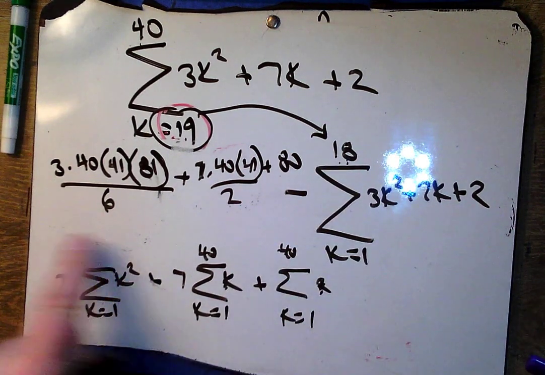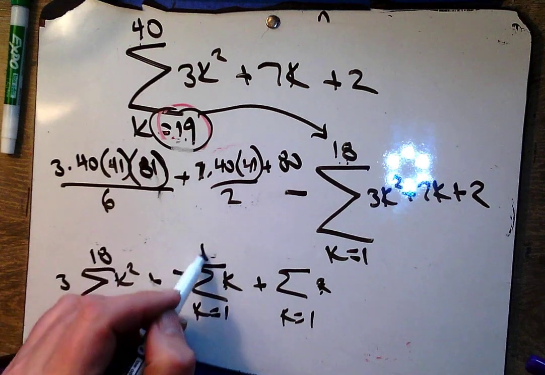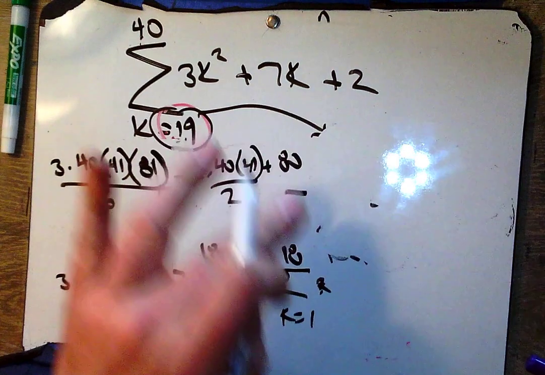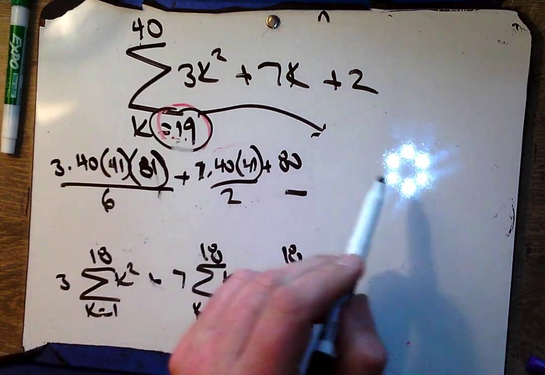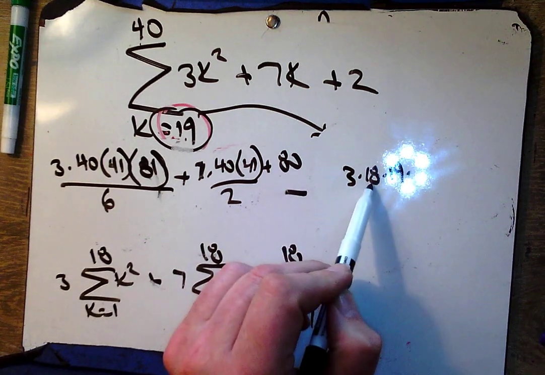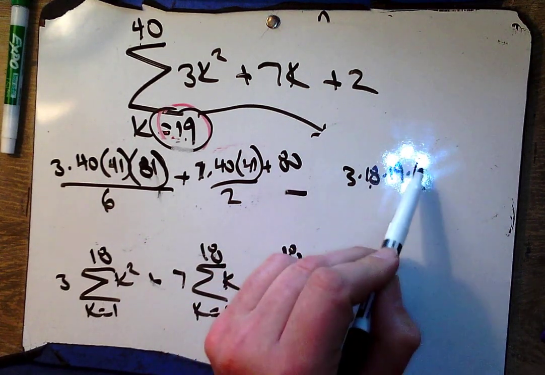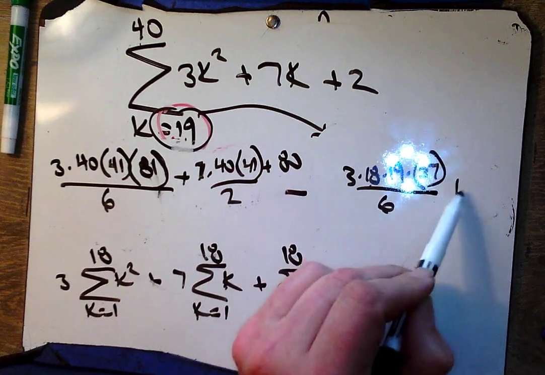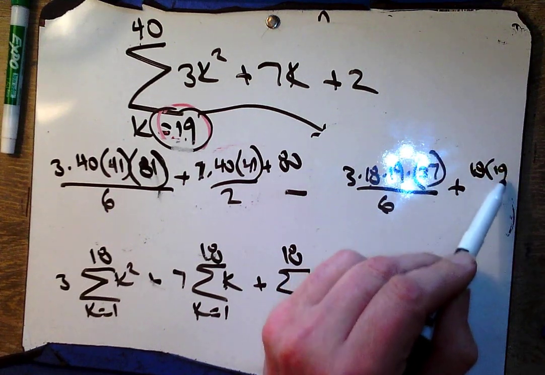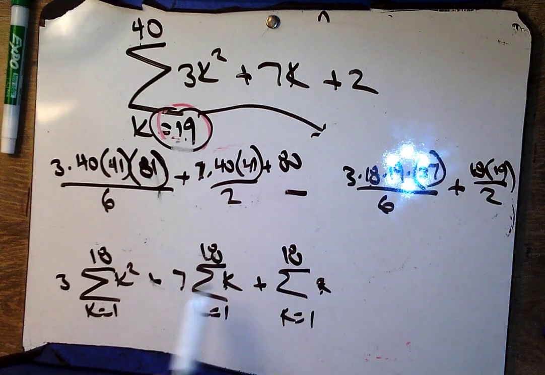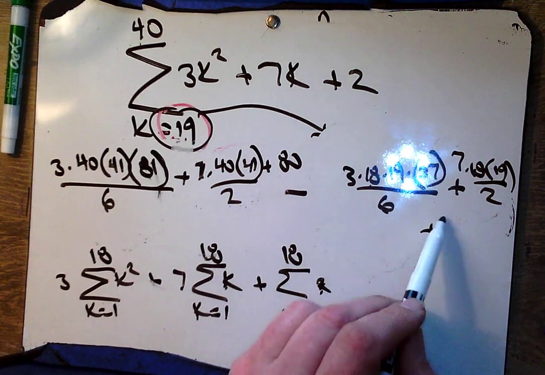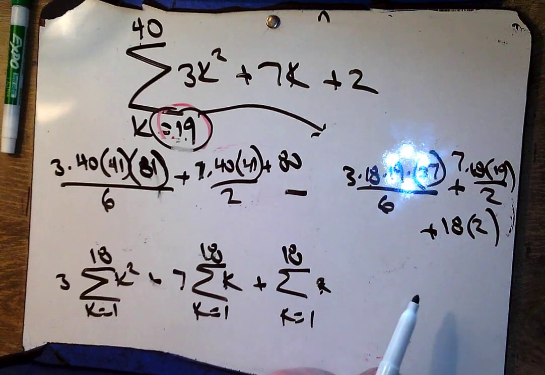So this one, I'm going to go up to 18 with each of them. And so when I use those shortcuts, that's going to be 3 times 18 times 19 times 2n plus 1, 37, over 6, plus, I'm plugging in 18, 7 times 18 times 19 over 2. Hey, don't lose that coefficient. And then finally, I have plus 18 times 2.